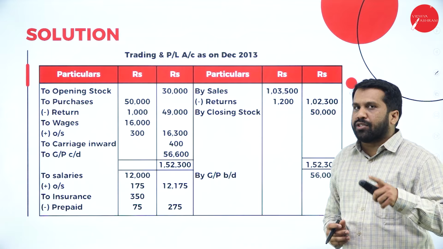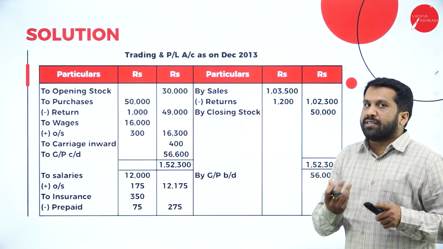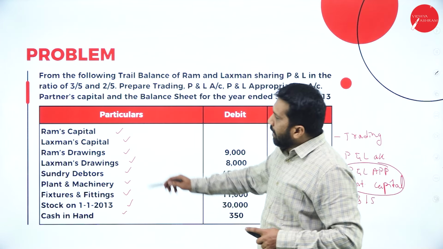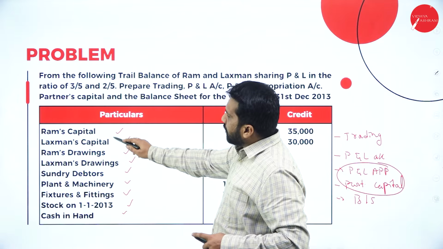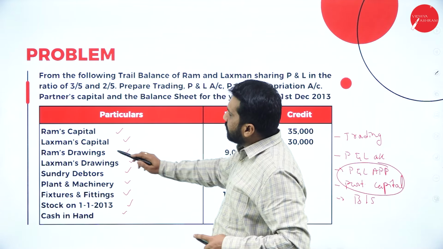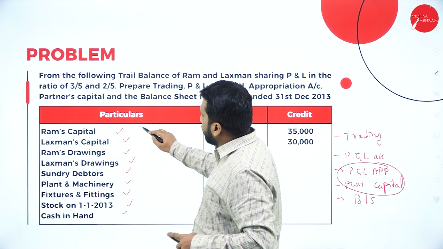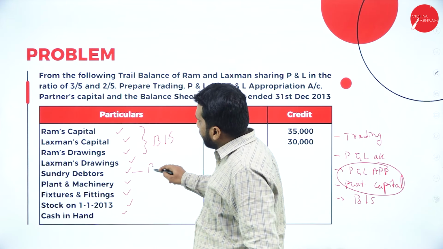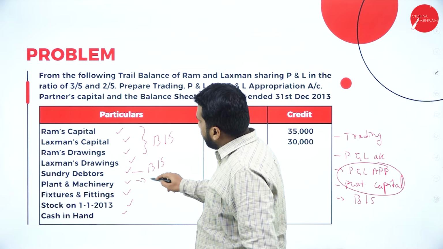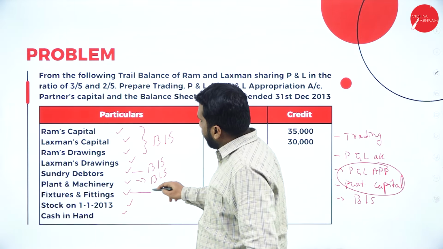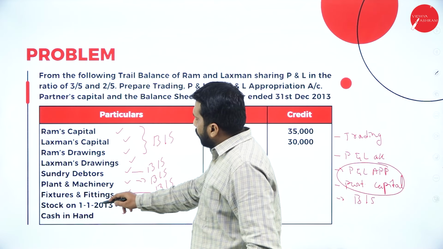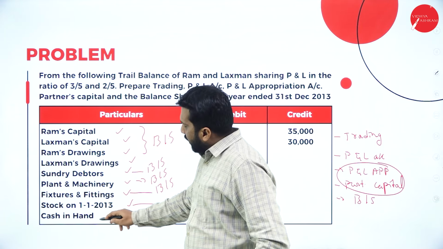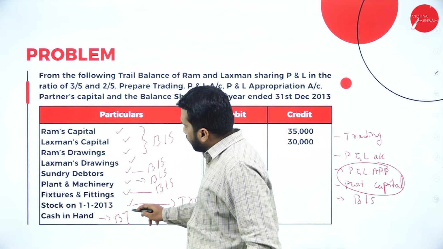Again, I'll show you the question so that you will be a little familiar with the numbers as well as the headings. I'll go with the question again. We have both the capitals. The balance sheet item, drawing, it is also your balance sheet item. Remember, these are balance sheet items. Debtors also balance sheet. Plant and machinery, it is a balance sheet. Furniture and fixture, it is a balance sheet. Opening stock, trading account. Cash in hand, balance sheet.